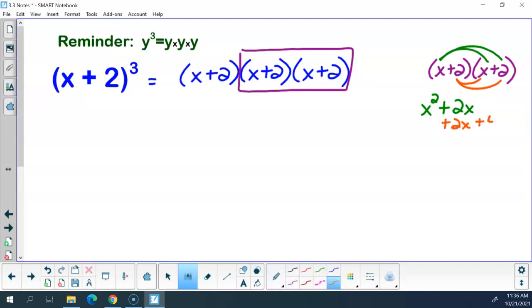Why do you not take the cube with it? Oh, because that's what this was. That was the cube part. That was the big hint that I gave you right from the start. Okay? So this is x squared plus 4x plus 4. So then I still got one more x plus 2.